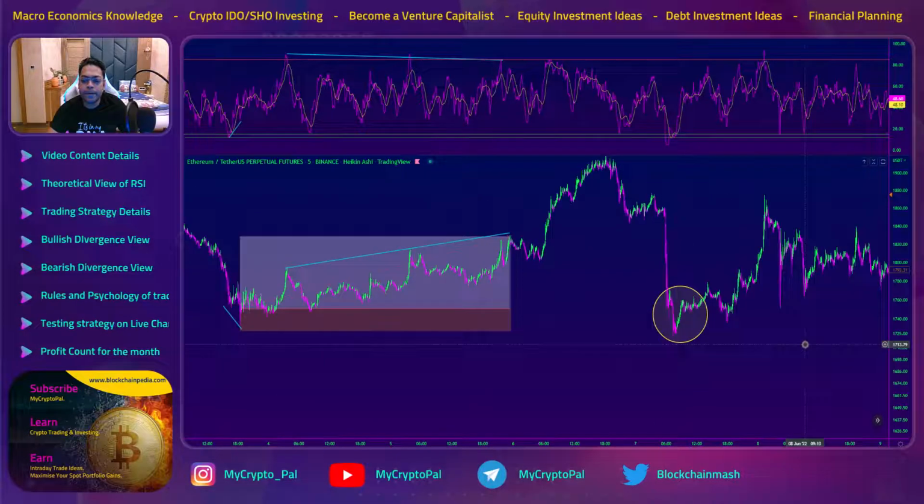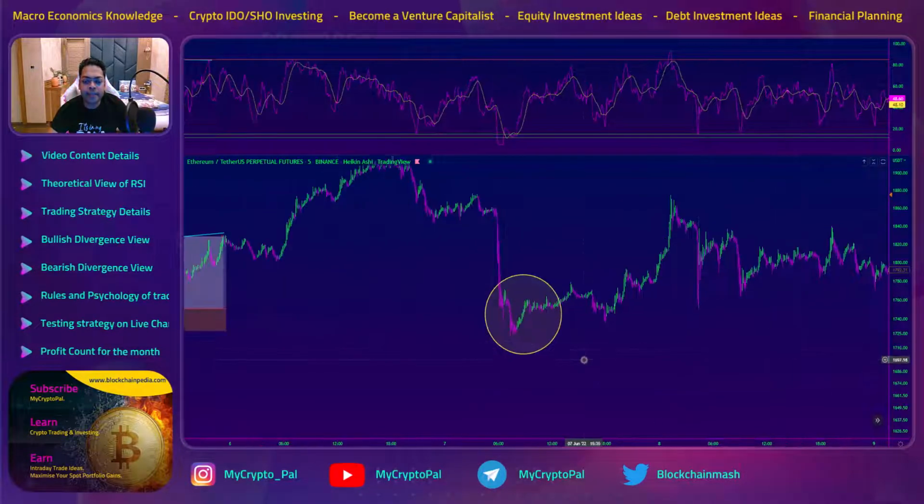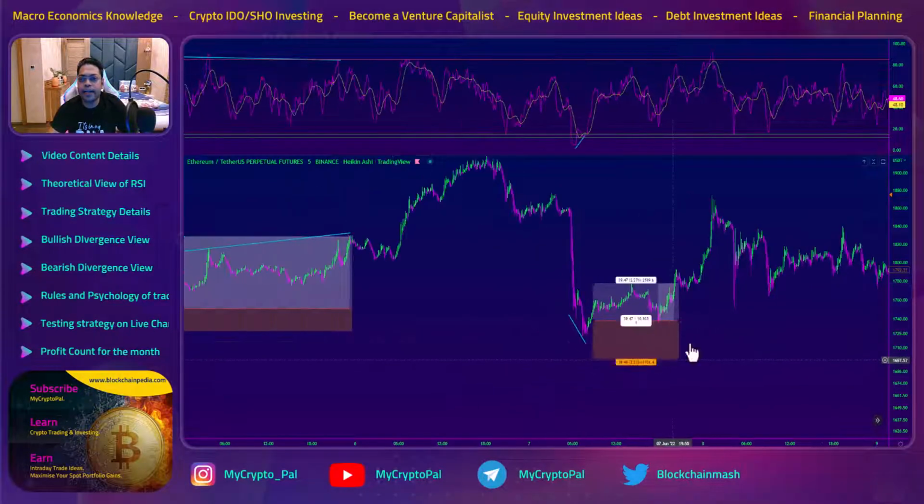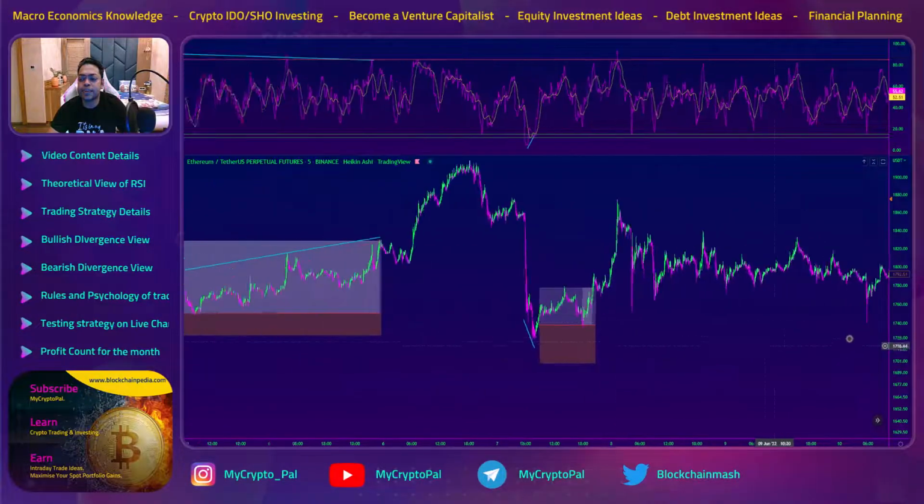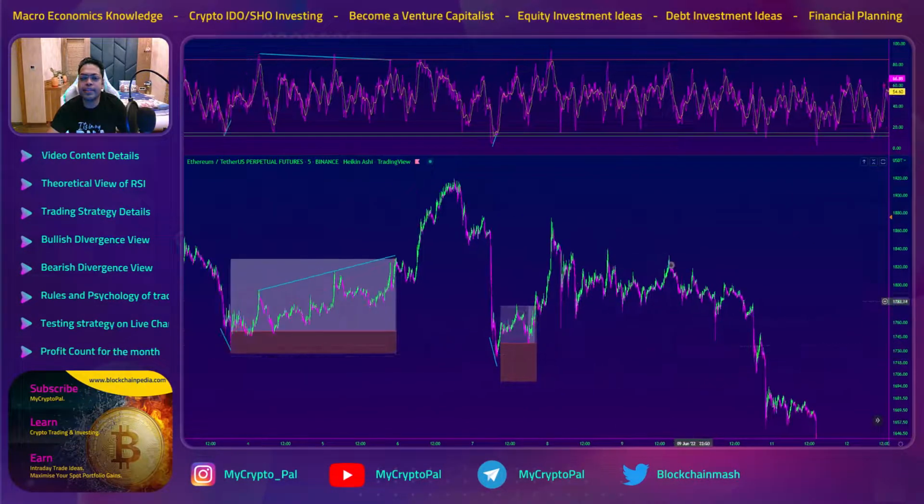Now, in similar cases, let's take one more example. Let me just delete this first. You can see here the same thing. Price is making lower lows and RSI is making higher lows. So I enter the trade here and I will exit on the next bearish divergence. Now let's see, there is the next bearish divergence.